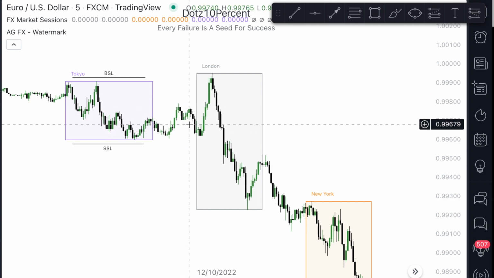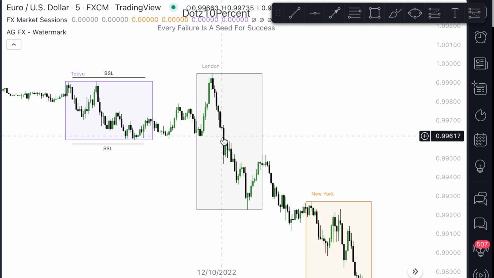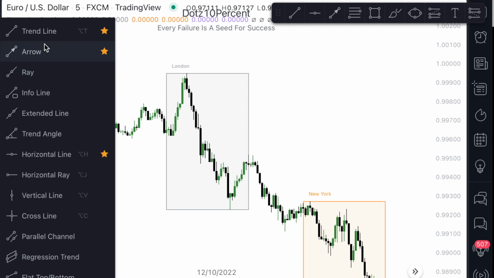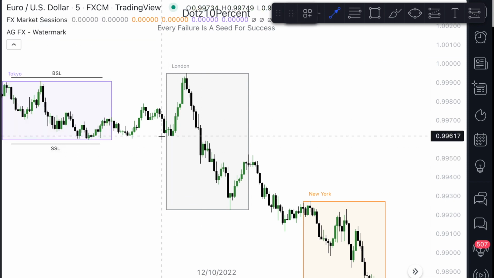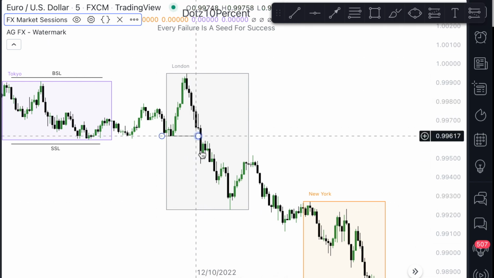London opens and we have this run above Asia buy side liquidity. And then we have this strong move down to cause a market structure shift. Now, where did the market structure shift happen? When we took this low, right? You can see, very strong move.